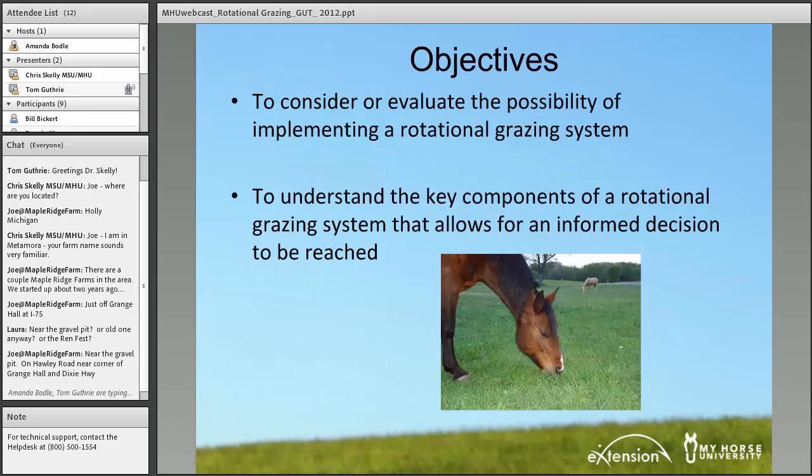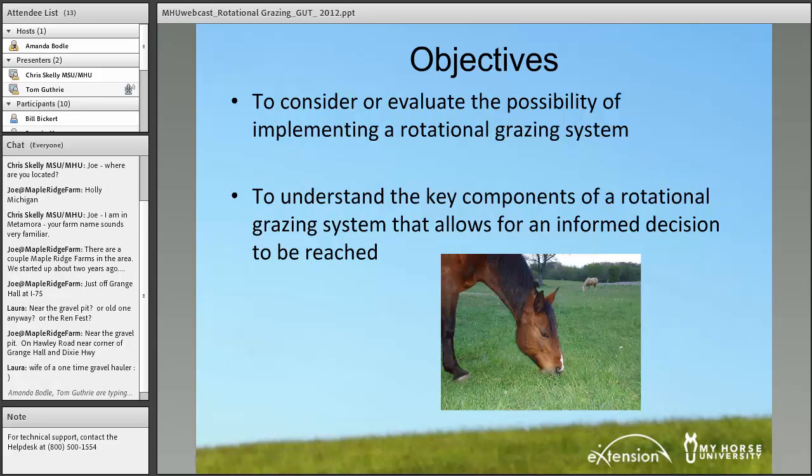When I was putting this presentation together, I wanted to come up with a few objectives of what you as a participant would try to get out of this presentation. And this is what I came up with. The first one is to consider or evaluate the possibility of implementing a rotational grazing system, and secondly, to understand the key components of a rotational grazing system that allows for an informed decision to be reached. With these two objectives in mind, hopefully this gives us the opportunity to be successful with our efforts.